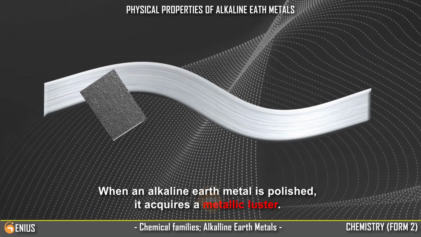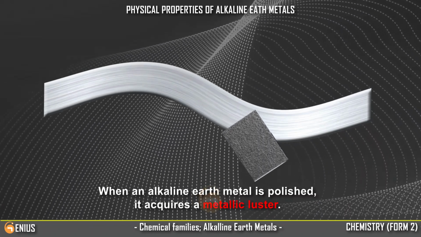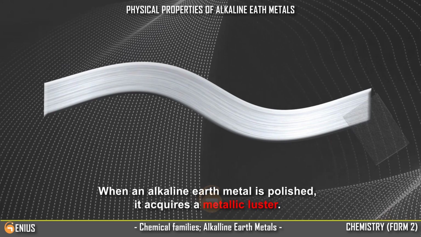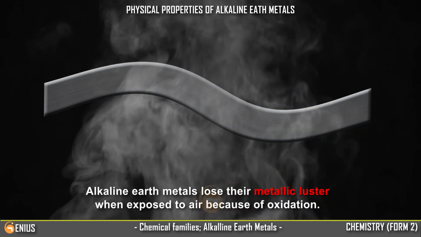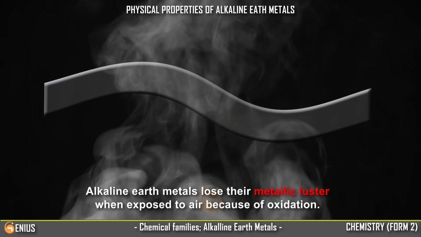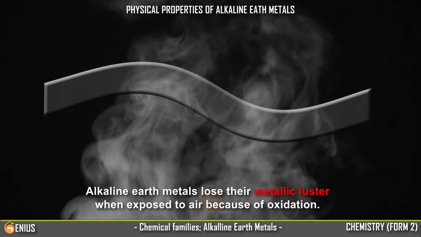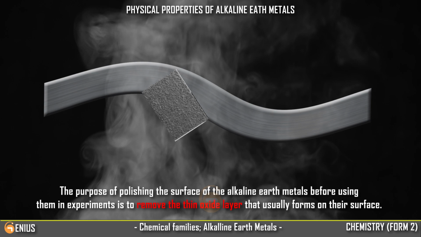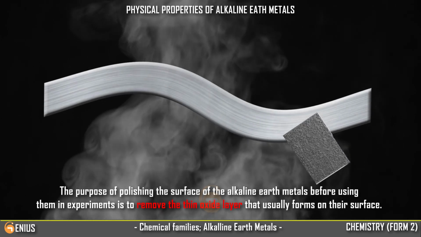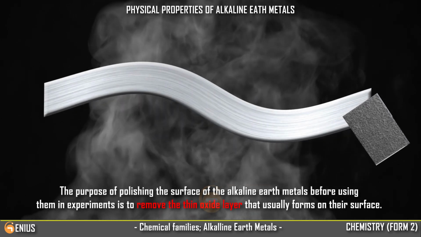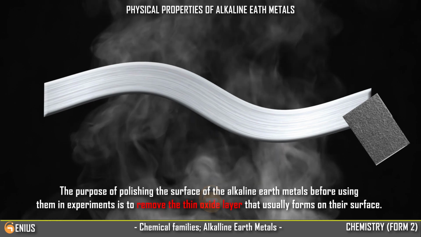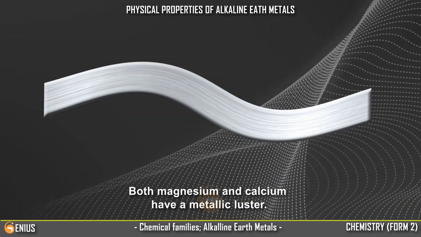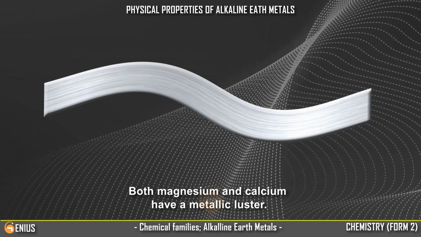When an alkaline earth metal is polished, it acquires a metallic luster. Alkaline earth metals lose their metallic luster when exposed to air because of oxidation. The purpose of polishing the surface of the alkaline earth metals before using them in experiments is to remove the thin oxide layer that usually forms on their surface. Both magnesium and calcium have a metallic luster.